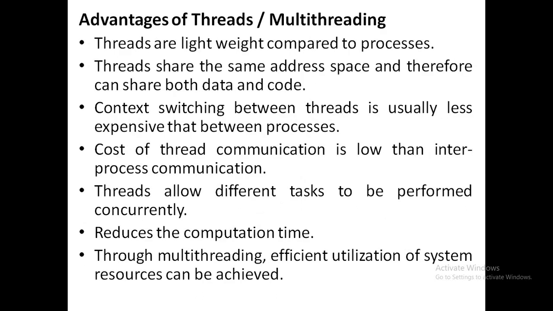The advantages of multithreading are that threads are lightweight when compared to processes. They share the same address space, and therefore they can share both data and code. Context switching between threads is usually less expensive than between processes, and the cost of thread communication is lower than inter-process communication. Threads allow different tasks to be performed concurrently, and the computational time of a thread is less than that of a process. Through multithreading, efficient utilization of system resources can be achieved.